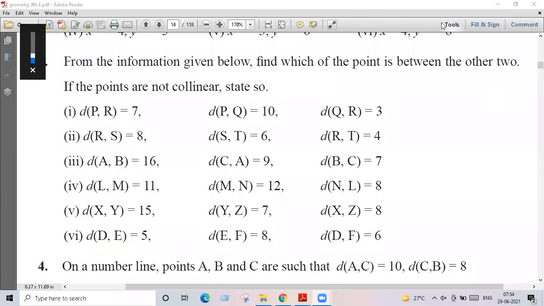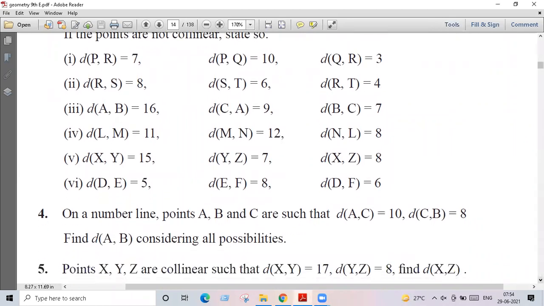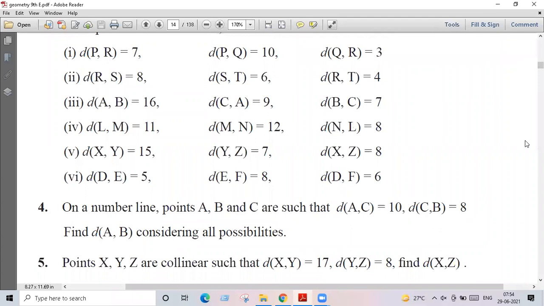Okay, so the next question is: from the information given below, find which of the points is between the other two, if the points are not collinear, state so. So they asked whether the given points are collinear or not, and if they are collinear, then which point is between the other two. Okay, so the first question, see, I am telling you roughly here, and then we'll move towards how.